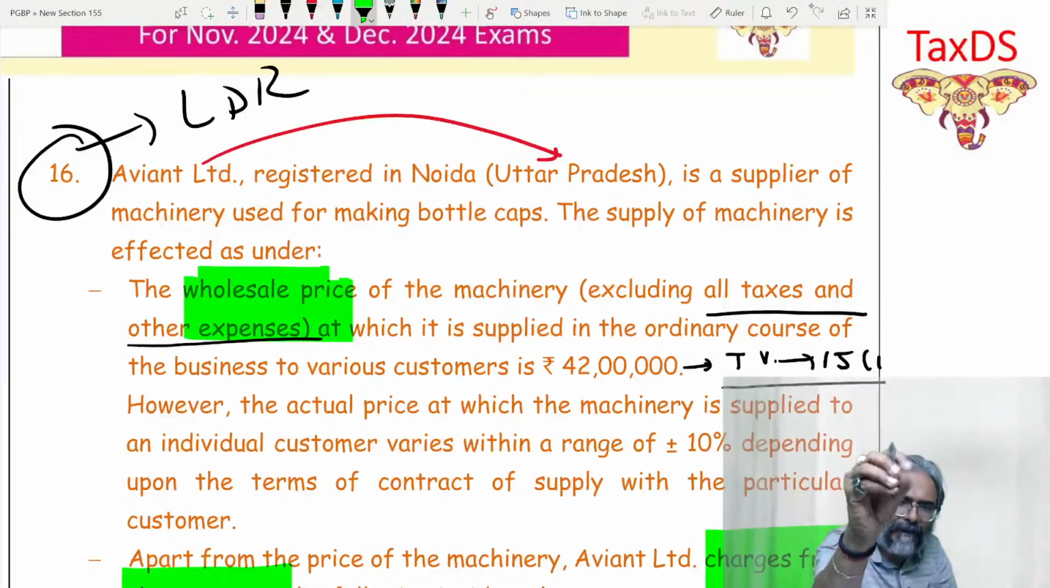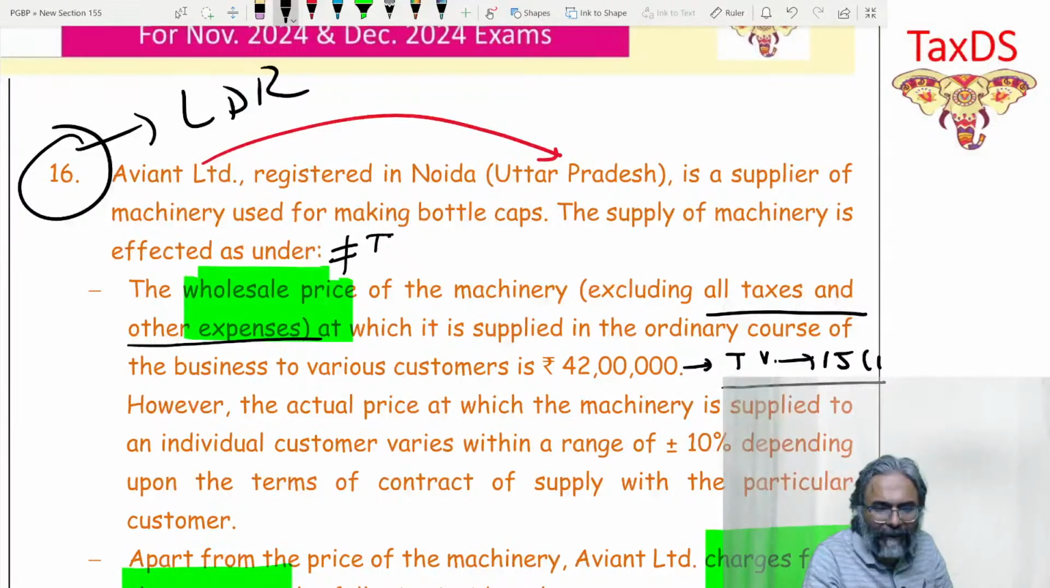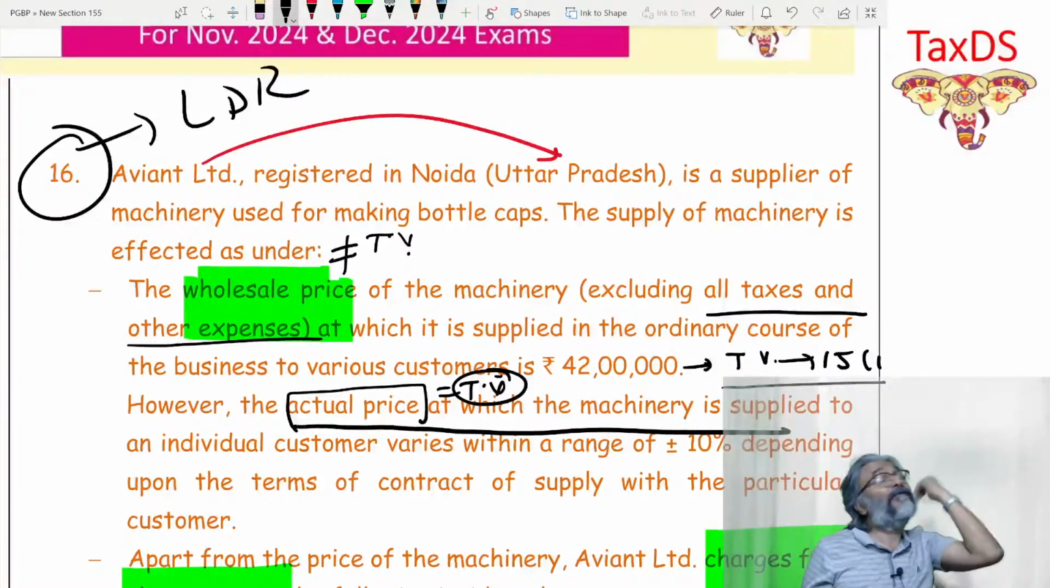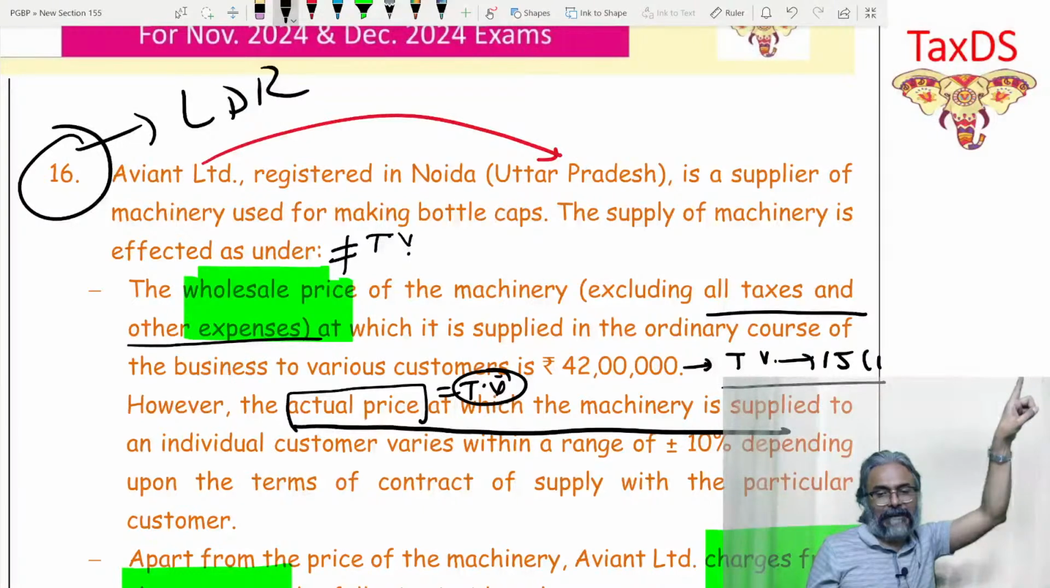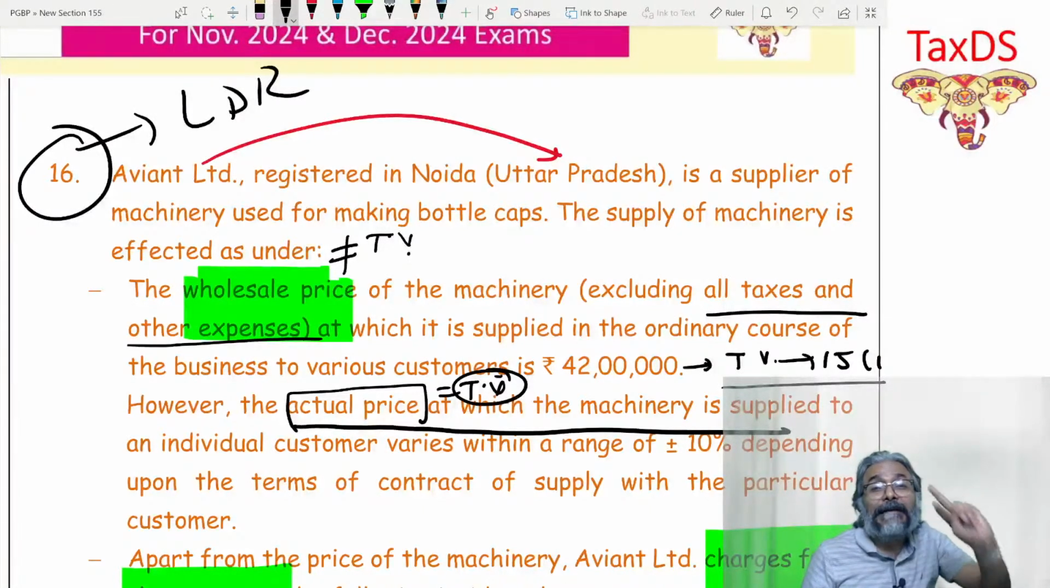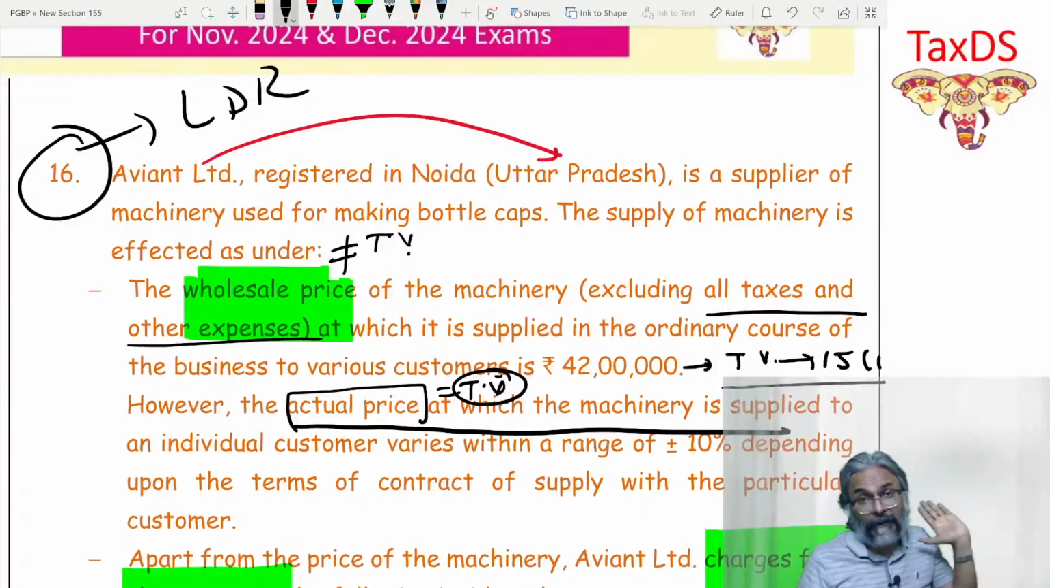What is transaction value, students? Now for that, appreciate this is the wholesale price. Wholesale price is not the transaction value. It is the actual price at which the machinery is supplied. Always be careful. This is the transaction value. First of all, understand the meaning of transaction value. What is transaction value? Not the wholesale price. In this case, it is the actual price, the transaction price, and therefore it can keep changing from transaction to transaction.